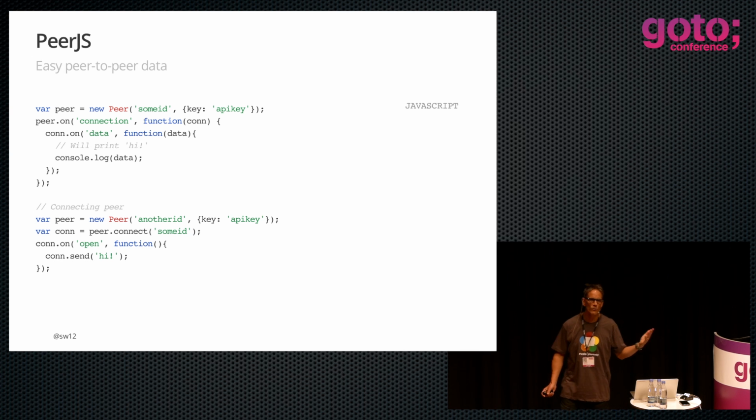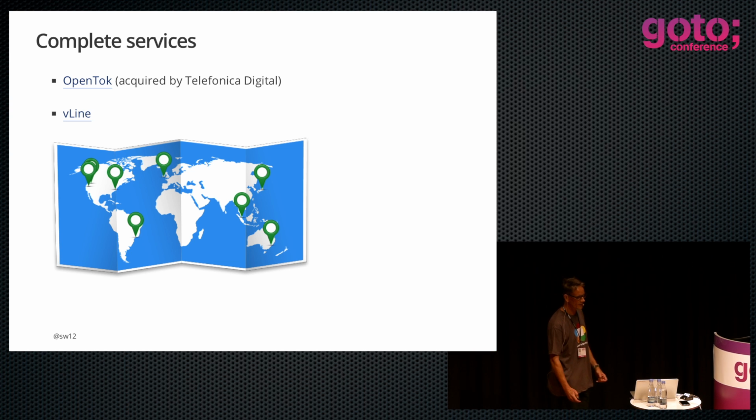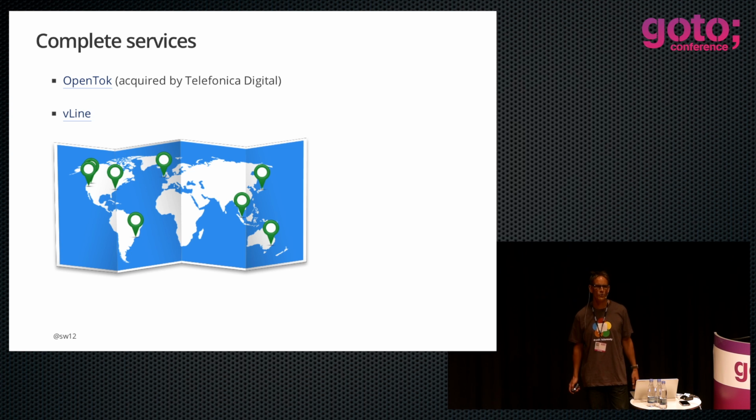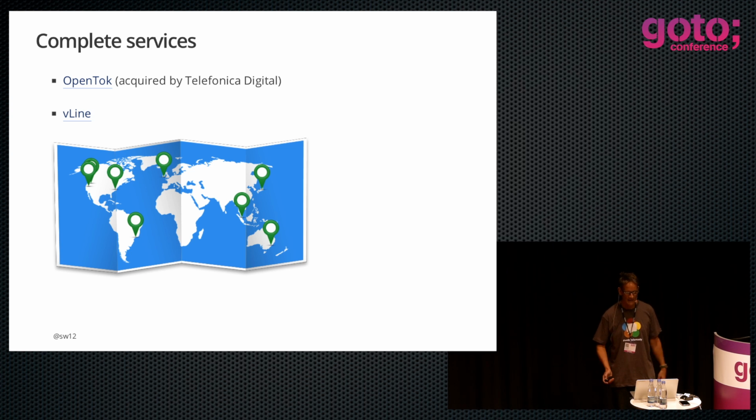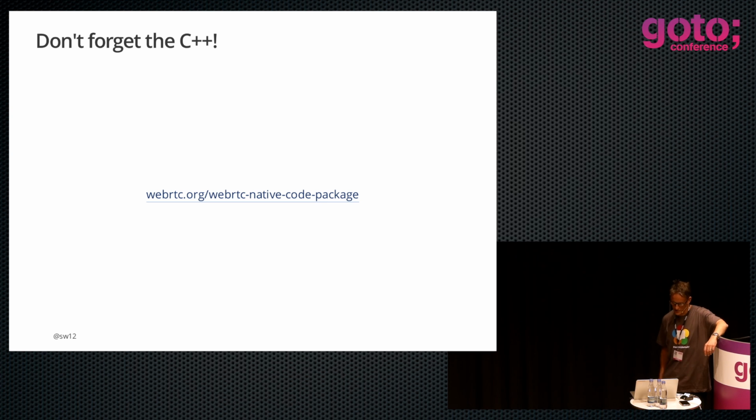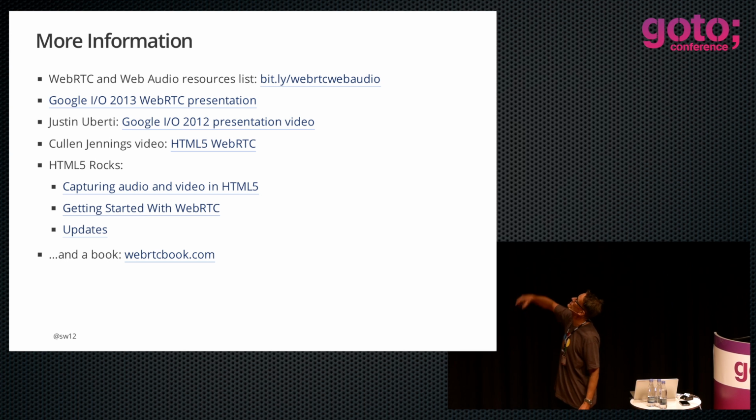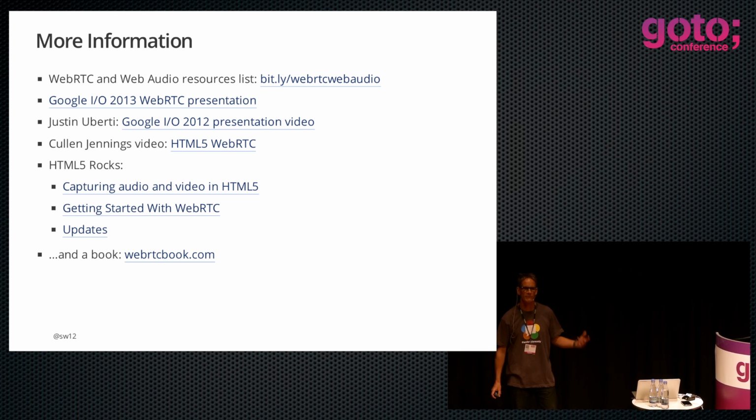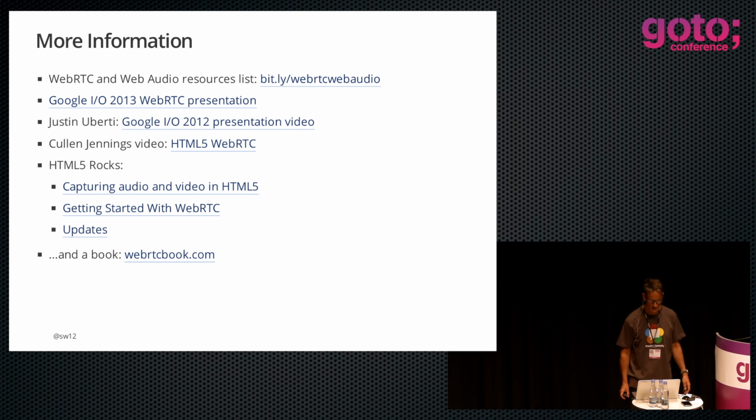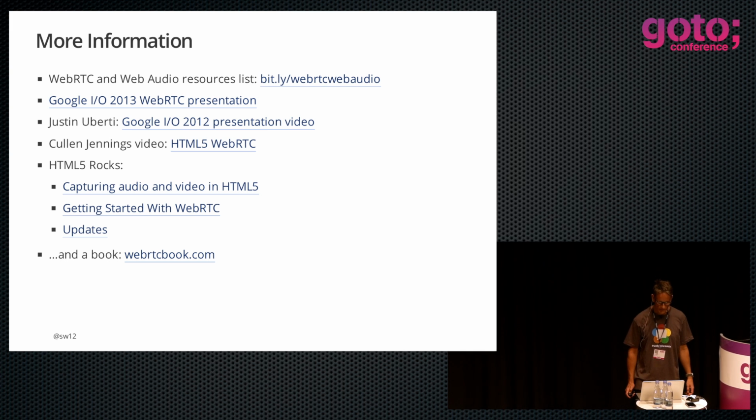If you don't want to write any code at all, there are lots of complete services now on the web, OpenTok, vLine, and others, Asterisk and so on, enabling WebRTC calls without doing any work to implement anything at all. And of course, the old C++ code is there as well. If you want to have a look at the package, you can check that out. If you want more information about WebRTC, I maintain a list, which is at the top there, of all the stuff I know about and have heard about, and I get some contributions to that as well. And I'd recommend taking a look at the Google I/O presentation that Justin Uberti and I did this year. A lot of good stuff there.